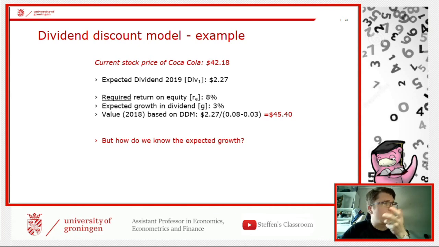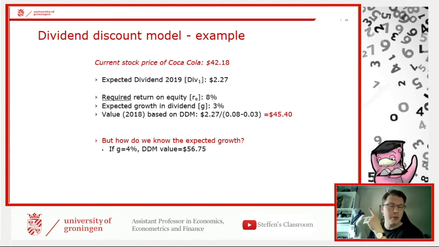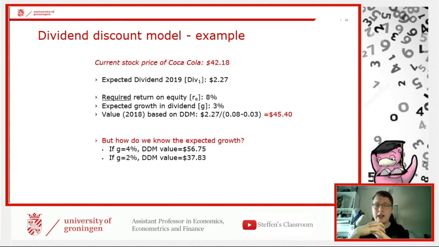See, now I just pull a g of 3% out of thin air, it seems. So where do I actually get it from? Because depending on how this g is, the dividend discount model is going to change a lot. Suppose I increase the growth rate. You see that the stock price booms up to 56.75. And if I lower the growth rate to 2%, I will then use the dividend discount model and get 37.83, which will lower it significantly, right?